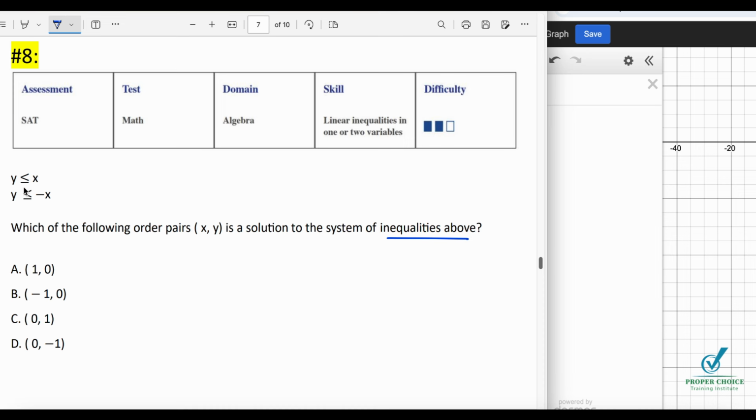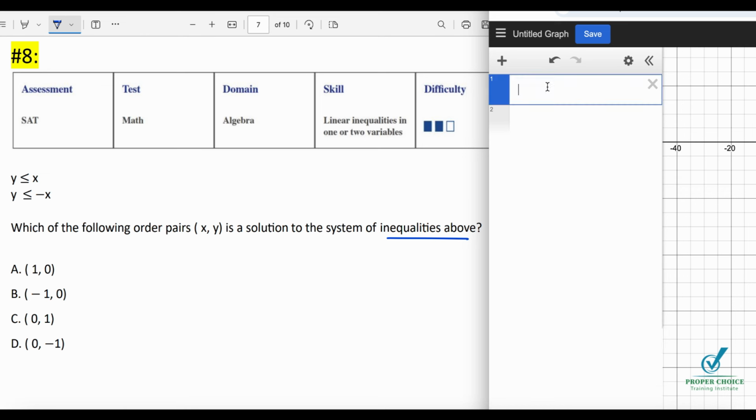For these inequalities, which of the ordered pairs is a solution? As I already told you, any coordinate point lying in the graphical region is called a solution, and any point outside the graphical region is not a solution. And when we have two graphs put together, the common region will be the solutions for the given system of inequalities.